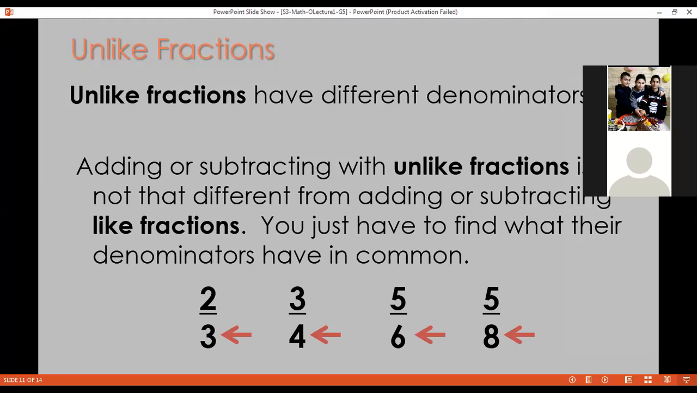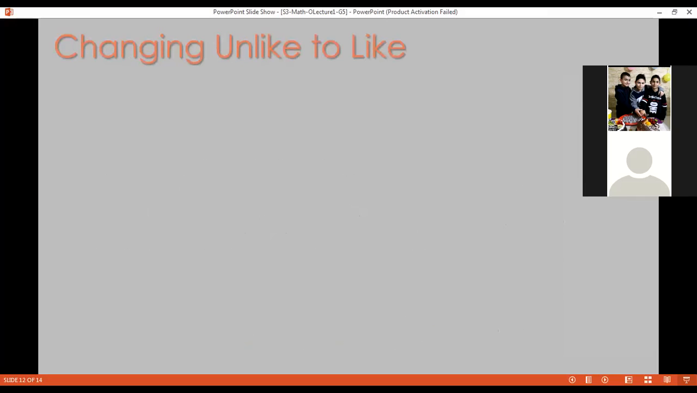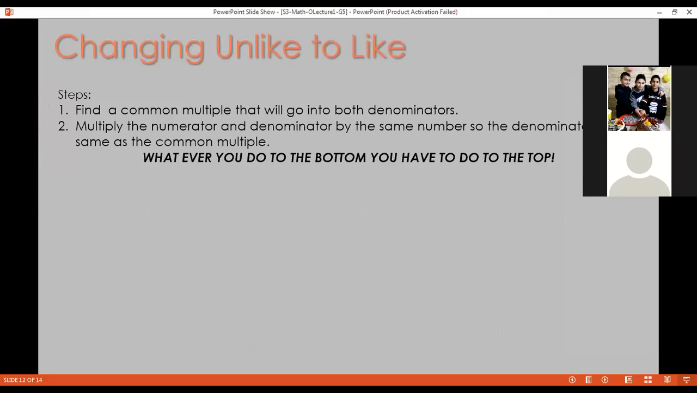We already learned this in comparing. Do you still remember our previous lesson when we made the denominators the same by multiplying or dividing in order to compare them? In this lesson, we're going to do the same. We make a common denominator for the fractions in order to change them into like fractions. It's very easy. There are only two steps. The first step is to find a common multiple that will go into both denominators. Then we multiply the numerator and the denominator in order to get like fractions.